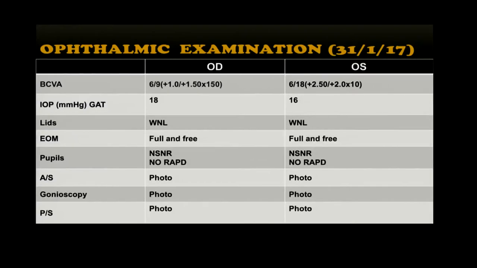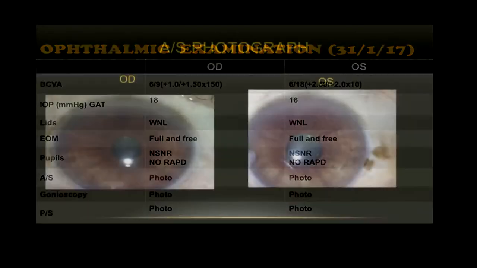Further, if you look at the visual acuity, it's 6/9 and 6/18, so the left eye is a little low. And other things are basically normal. There's no RAPD, the pupils look good, but I'll show you the pictures. I think I'll have the photographs.